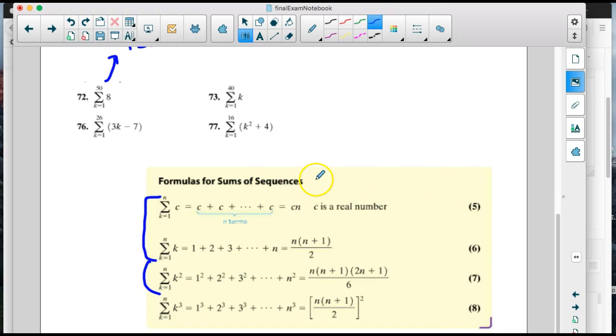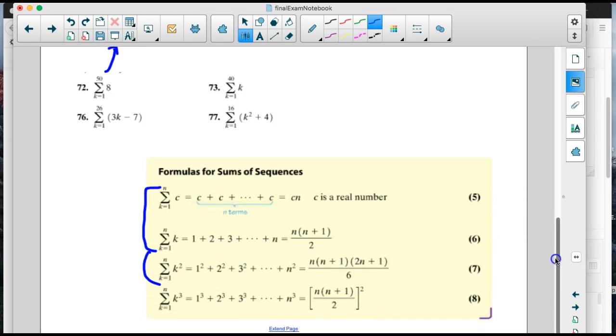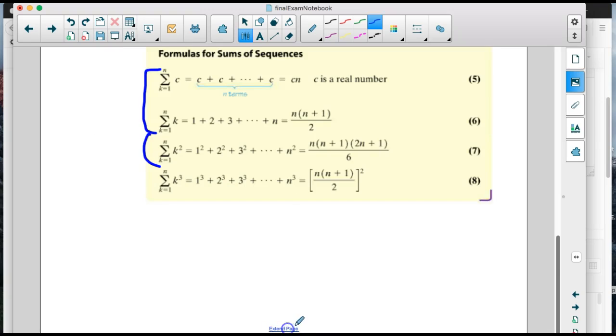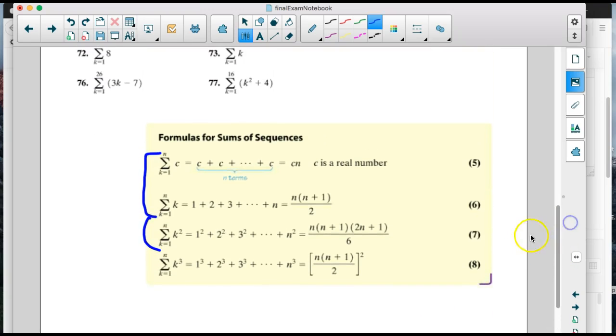So let's do 76. We'll do 76 and 77 because those are the ones that use the multiple formulas. So in 76 here, we have two parts. We have a k value, which is this one right here, and we have a constant, which is this one right here. So we're going to use two different formulas for 76. We're going to break this up into two different sums. So we're going to have the sum of 3k, 3 times k, minus the sum of 7.